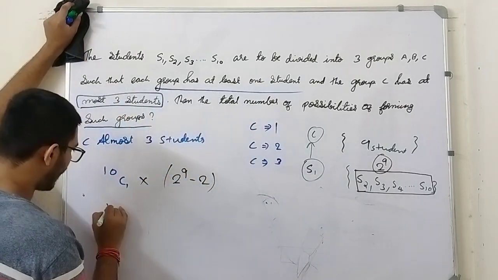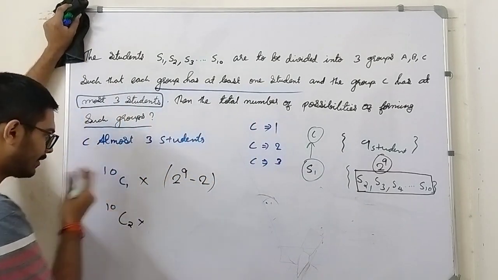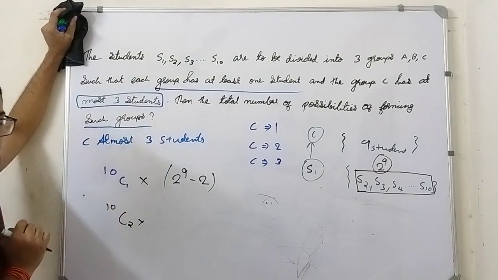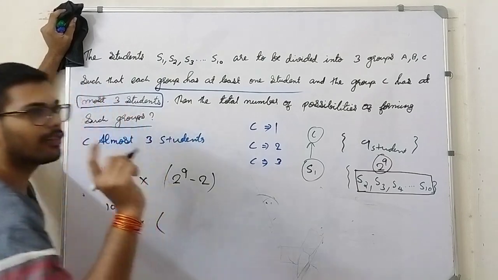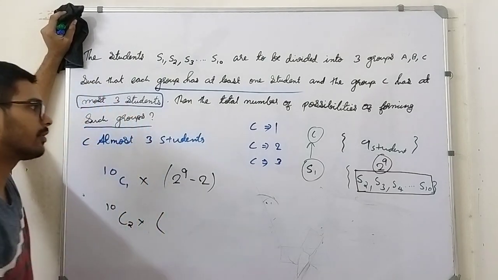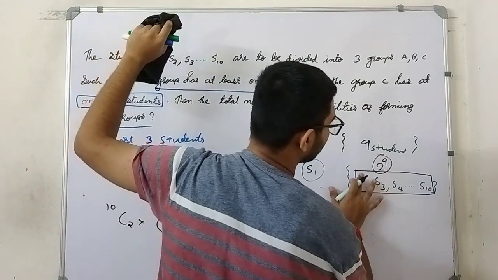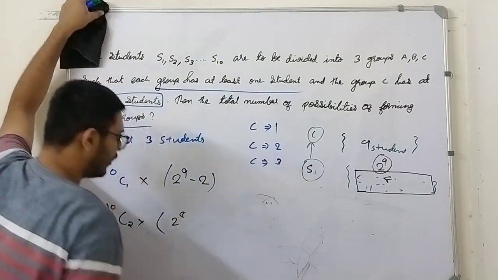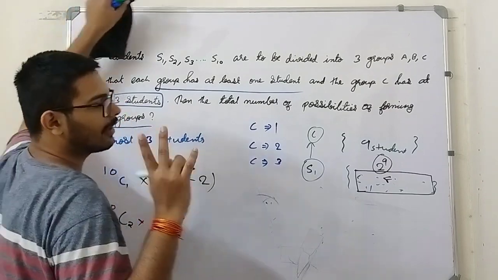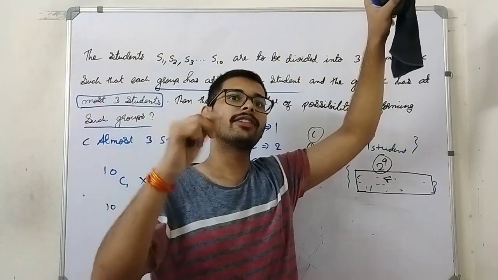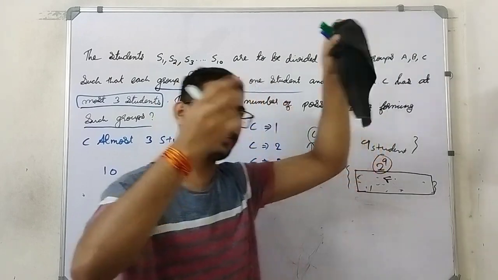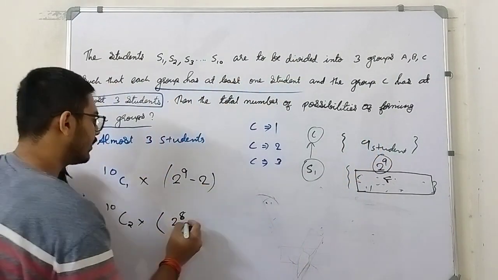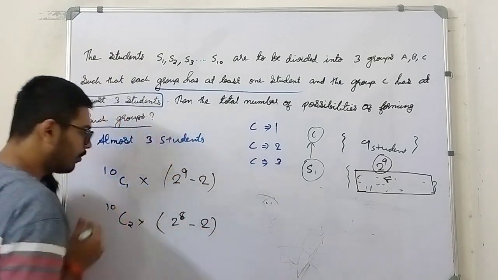If C is having 2 students, we can select 2 students from 10 students in 10C2 ways. Now, there are total 8 students, so the number of subsets is 2 raised to 8, but we need to eliminate 2 conditions: either A is a null set or B is a null set, or either A is having total 8 students or B is having total 8 students. So those 2 conditions we will be eliminating, because it is not possible.